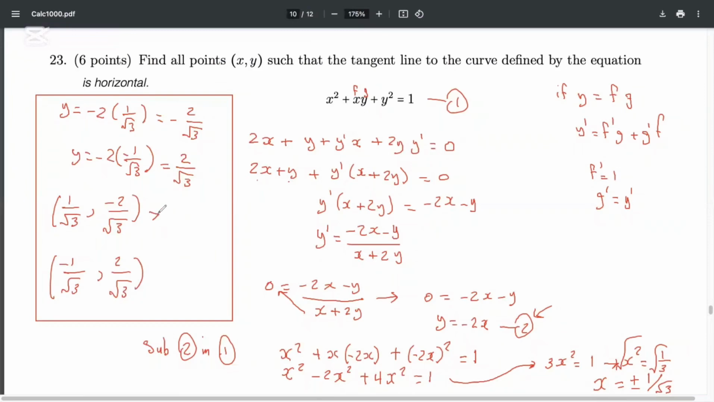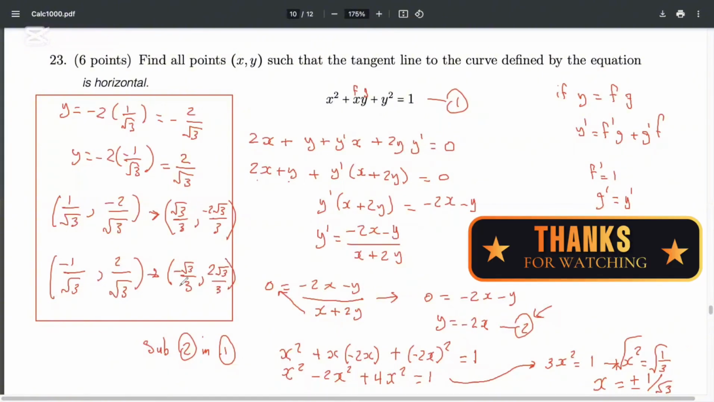You want to rationalize the denominator? This is just going to be root 3 over 3 and negative 2 root 3 over 3. And the same thing here. That's going to be negative root 3 over 3. And that's going to be 2 root 3 over 3. And that's it. We found the points where the tangent line is horizontal using implicit differentiation.